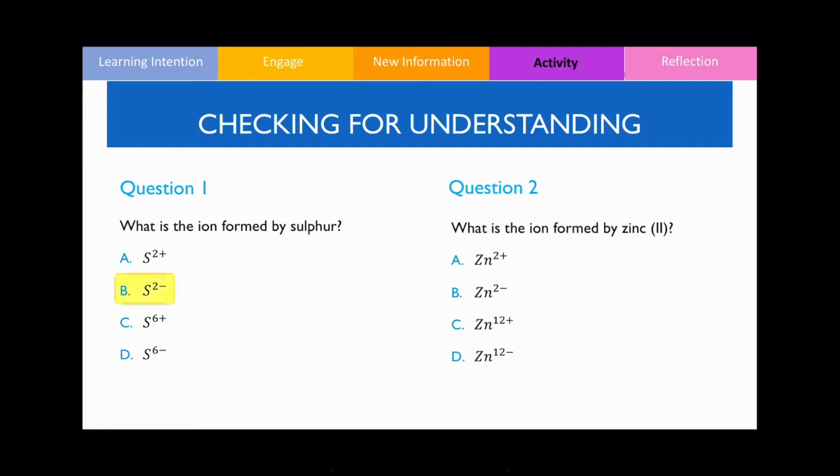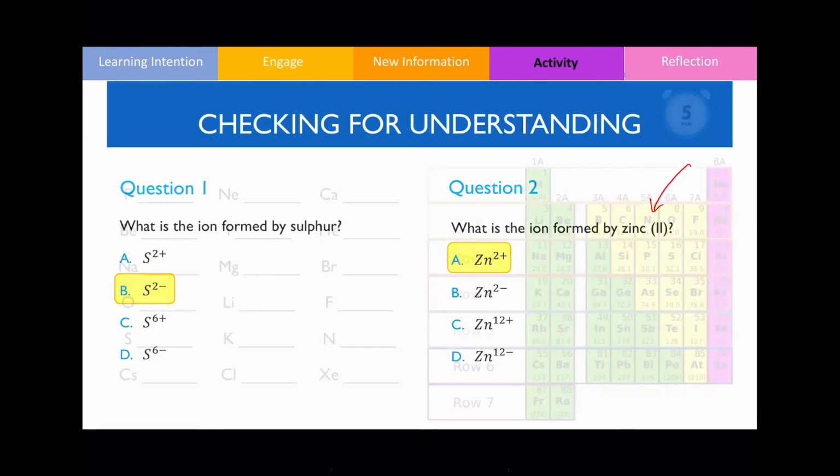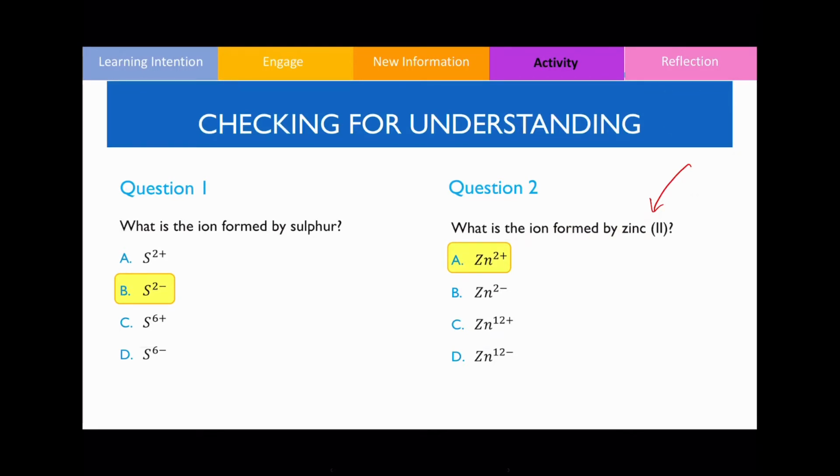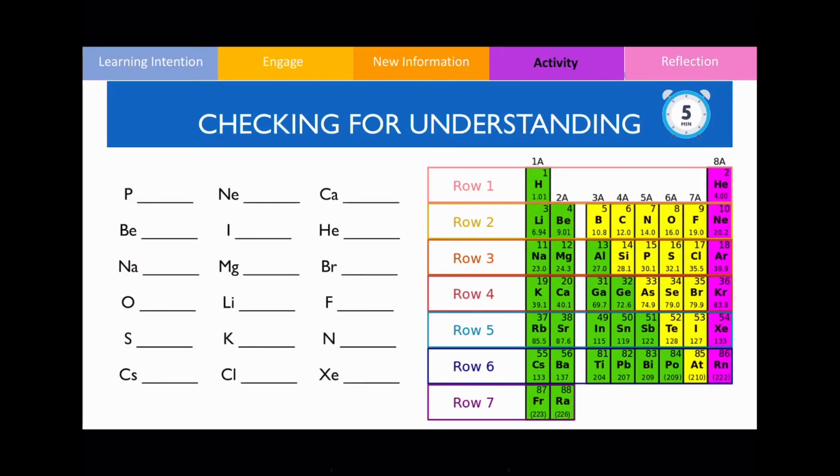The second question reads, what is the ion formed by zinc 2, okay? In this case, it's given us the Roman numeral, so therefore it's going to be Zn2+, hence A is going to be the correct answer. Now, I would like you to get more practice by answering the questions found on this particular slide so that you can predict charges of monatomic ions very easily.